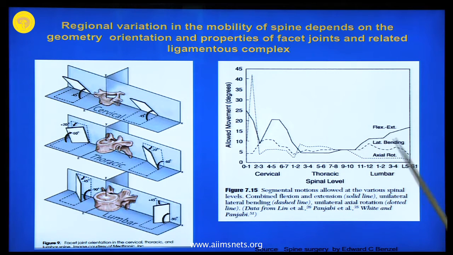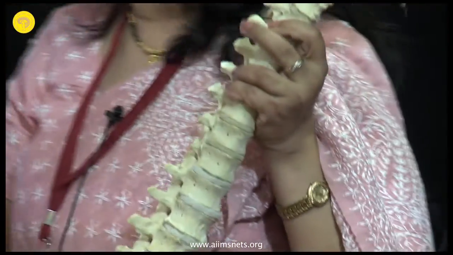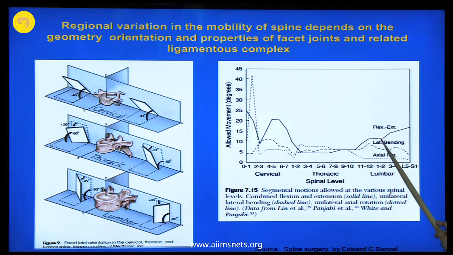Now, when we look at the orientation in the lumbar region, the facets are more sagittally oriented. If you look at these facets, they have a more sagittal component and a bit of the frontal, the coronal component. So, that is why the flexion extension movement is much more, around 15 degrees of flexion and extension in the lumbar region. Lateral bending, yes, but axial rotation is very minimal, because there is no horizontal component in these facets.